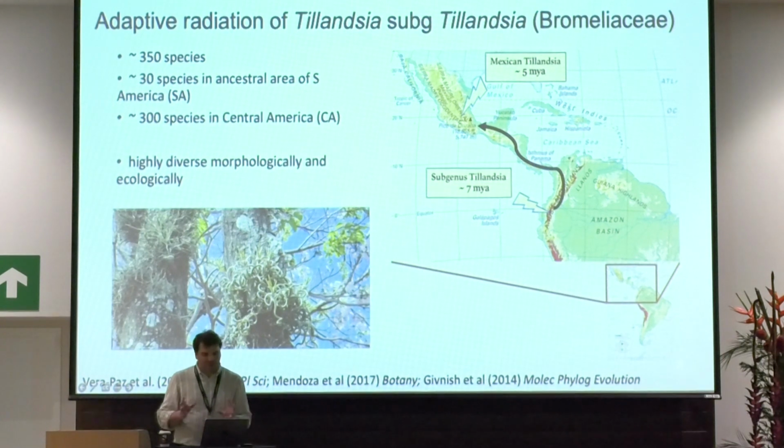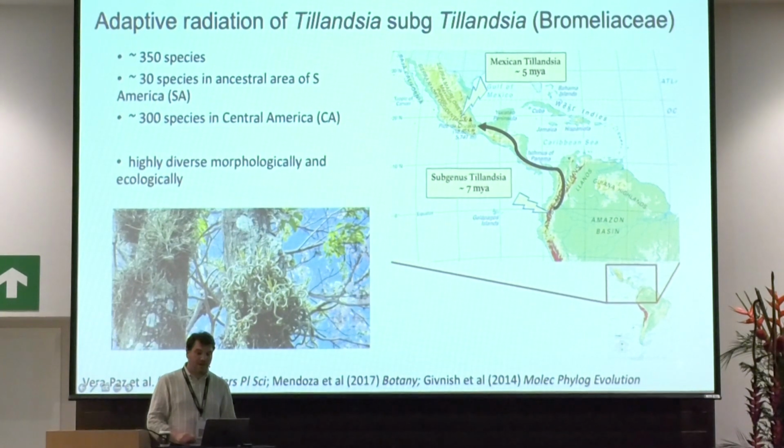I will just recapitulate very shortly what yesterday was very nicely shown by Karina's group, including Sandra, that this subgenus originated in the Andes roughly 7 million years ago. And then after at least one long-distance dispersal event, they arrived in North America roughly 5 million years ago. And there they radiated to produce a high diversity of morphological and ecological traits, a diversity which today includes more or less 300 species in Central America, compared to only roughly 30 species in the ancestral area of South America.